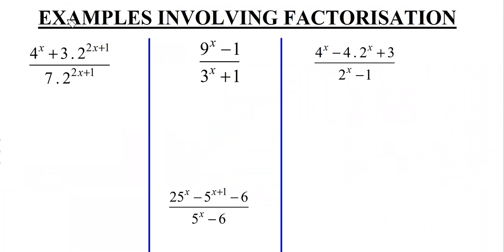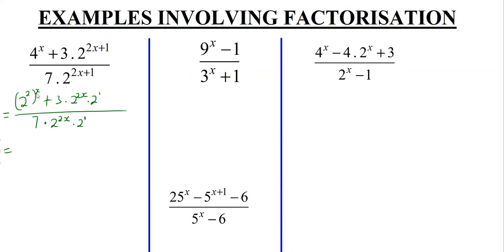Now, this is our last slide here. Can we see something here? We have got 4. And remember what we do? We change it. So it's going to be 2 to the power of 2 in brackets x here. Then plus 3 times 2 to the power 2x times 2 to the power of 1, over 7 times 2 to the power 2x times 2 to the power of 1. Can you see that? And 2 to the power of 1 is the same as just writing 2, okay?